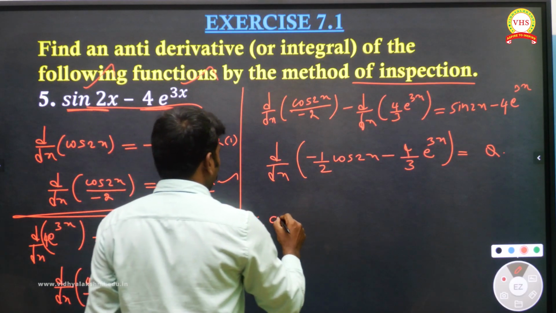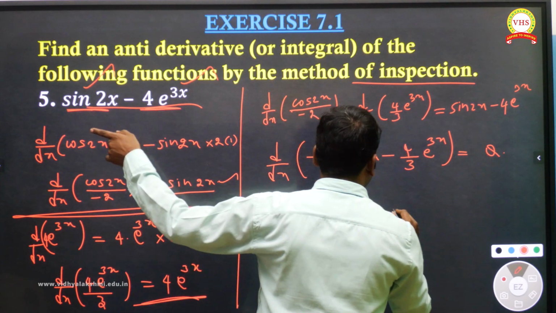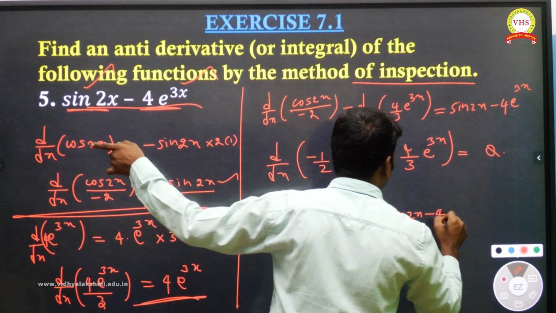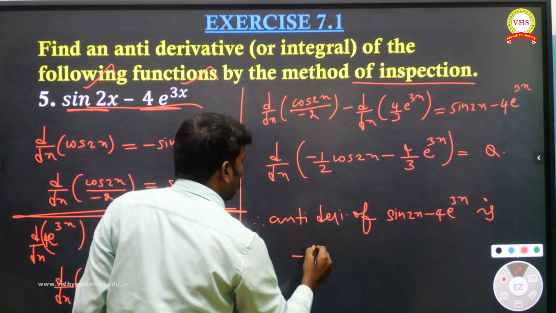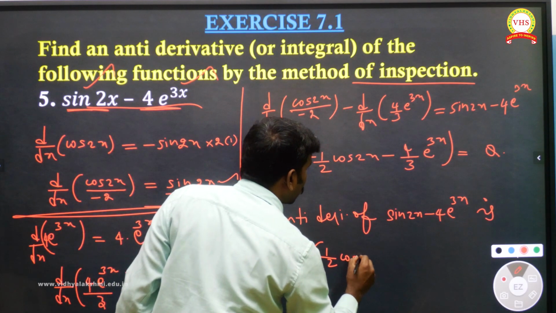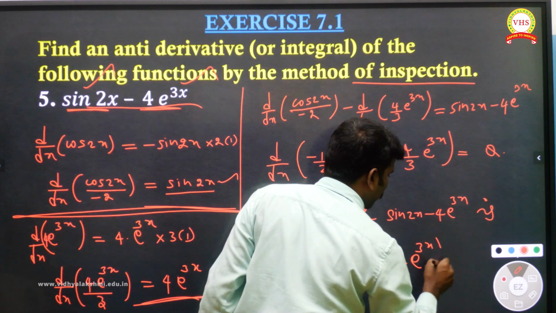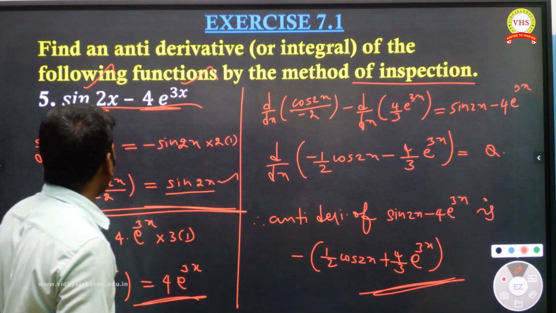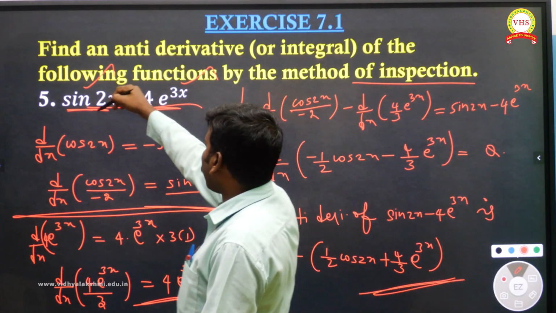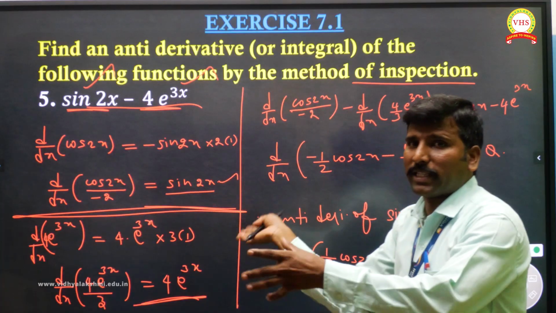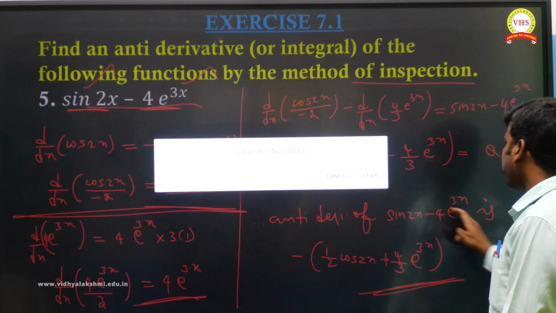So therefore, the antiderivative of sine 2x minus 4 times e power 3x is, you can take minus outside, not an issue, minus of 1 by 2 cos 2x plus 4 by 3 e power 3x. That is my required answer for the fifth one. You understand, children? See here, a trigonometric function and an exponential function they gave. So separately I have done, then I added together. Understand? Let's go to the next question.